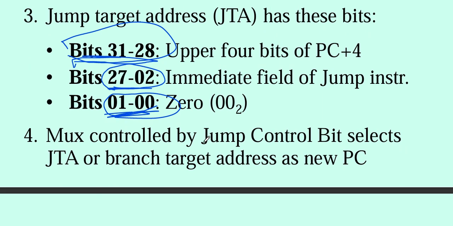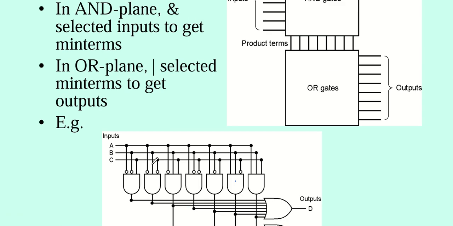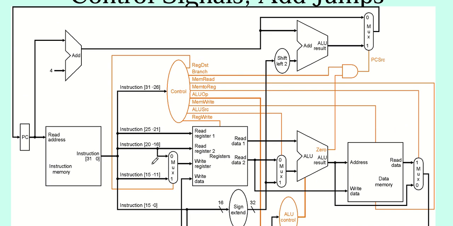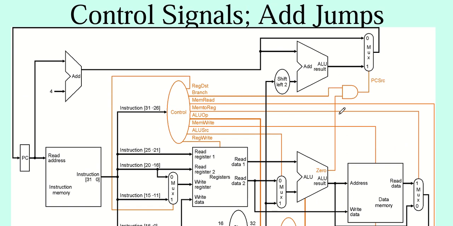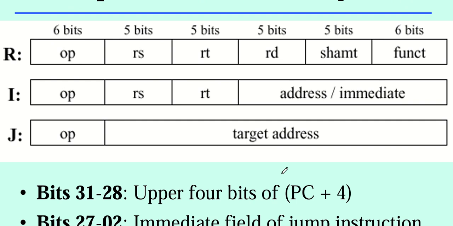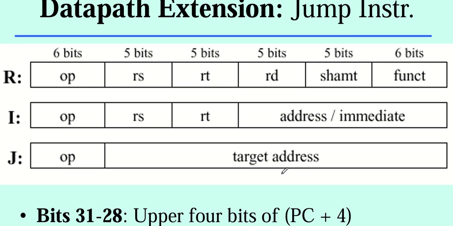Now the mux controlled by jump address select picks the jump target address as the new PC, and maybe when we see the data path we'll see it. The mux will select the one at the PC source for the jump instruction. And this is how the formats look. So if you have been confused about the instruction format so far, this is how it looks.